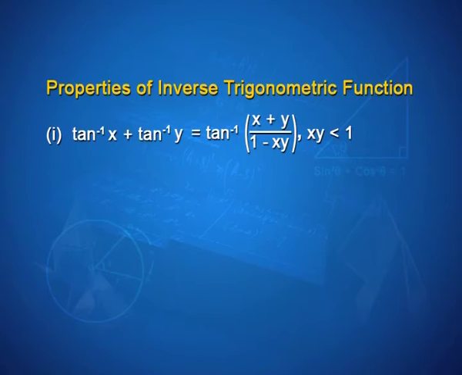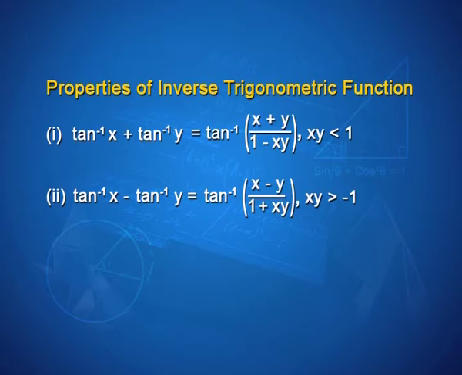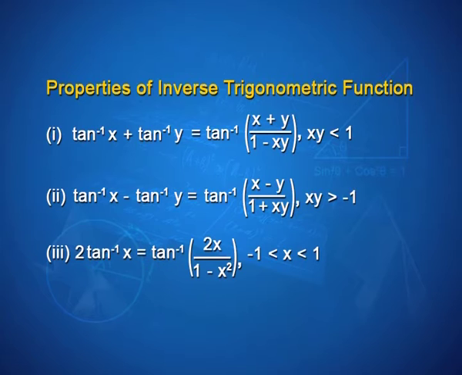The next property, which we discussed a whole lot last time, says that tan inverse x plus tan inverse y is equal to tan inverse of x plus y by 1 minus x y, with of course the restriction that the product x y must be less than 1. And similar to that, we also have tan inverse x minus tan inverse y equal to tan inverse of x minus y by 1 plus x y, where x y must be greater than minus 1. And also twice tan inverse x is equal to tan inverse of 2 x by 1 minus x square, x restricted between minus 1 and 1 strictly.